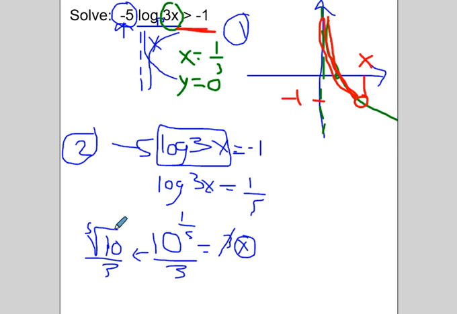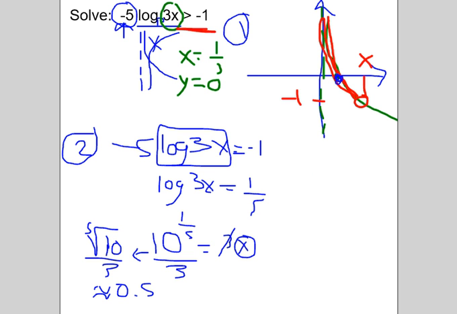Now, if you want to check if your answer makes sense, you can take your calculator. If you plug this into your calculator, you should get around 0.5. Does it make sense that it's 0.5? Well, yes, because remember, here it was 1/3. So this is 0.5. It makes sense.